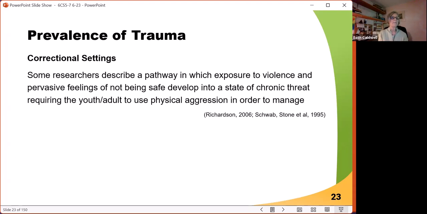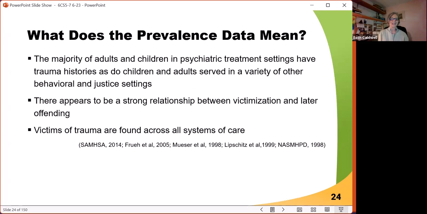So what is the next slide? What does that prevalence data tell us? The majority of the people we serve, not only in psychiatric treatment settings, but in all of these other settings, and many of the schools also serving children who have these same challenges. There's a strong relationship between being victimized and later offending, and they're across all systems of care.